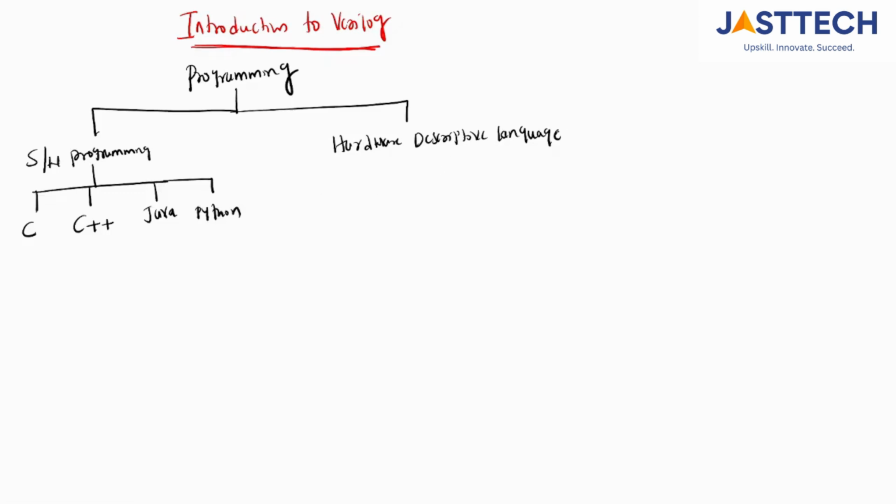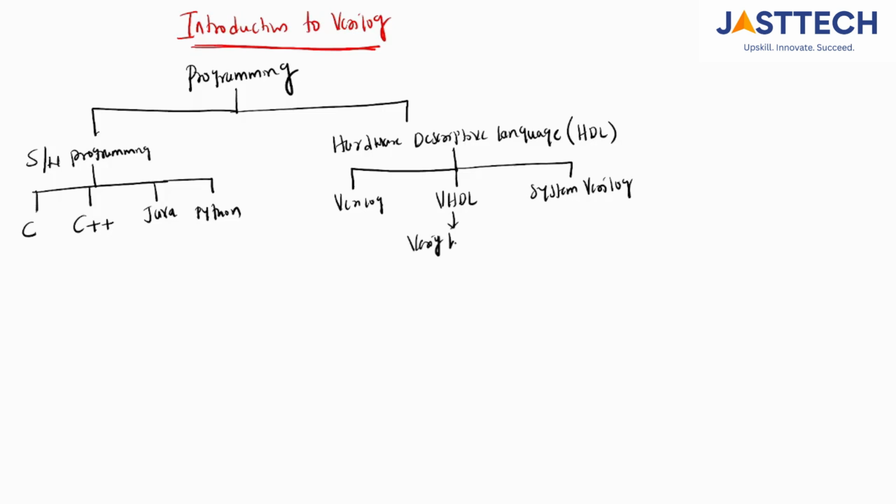And hardware descriptive languages, that's HDL. These are Verilog, VHDL, and SystemVerilog. So these are HDLs. VHDL is nothing but Very High Speed Integrated Circuits hardware descriptive language.